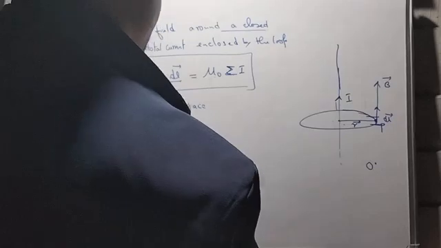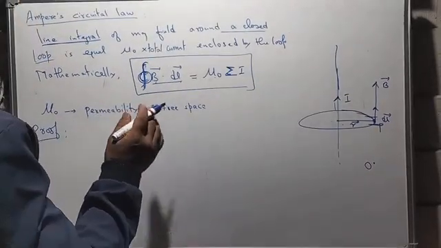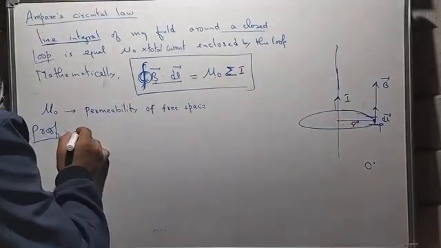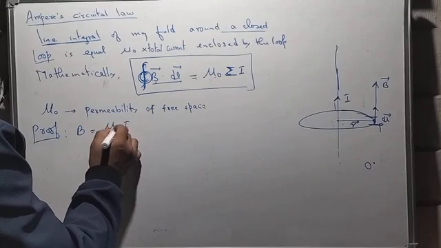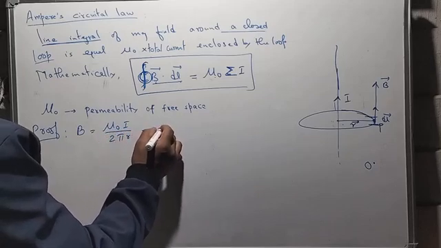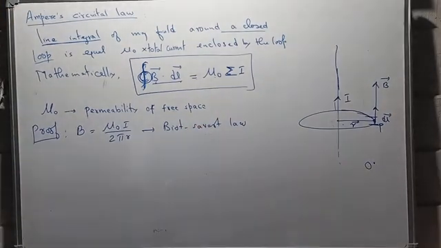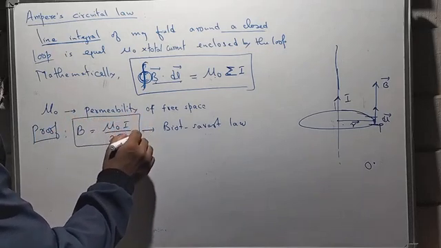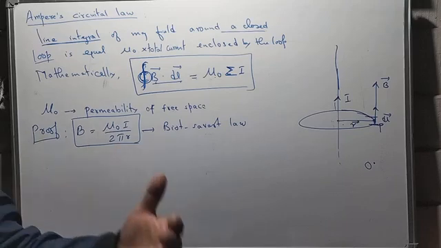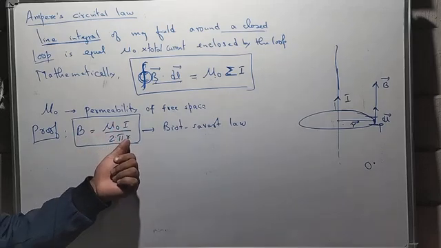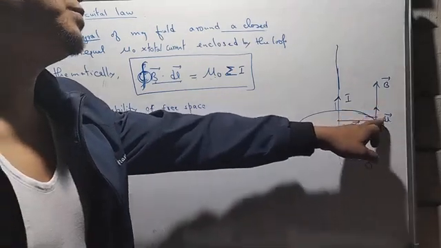If that is the case, then what happens? The Biot-Savart law has found that the magnetic field at a point P due to a straight conductor carrying current is B equals mu naught I upon 2 pi r. We have not done this equation yet because it is not included in your syllabus, but just remember it. When you find the magnetic field at any point due to a straight conductor carrying current, that magnetic field is equal to mu naught I upon 2 pi r, where r is the distance of the point P from the straight conductor.